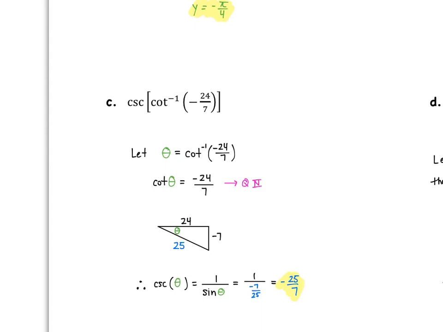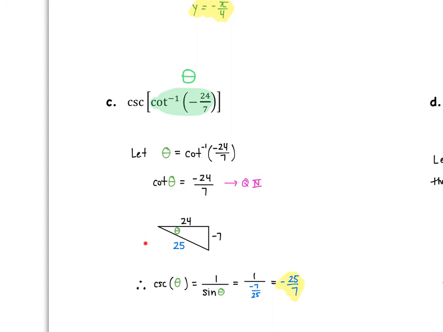All right, these next ones are just a little bit different. So we're going to look at the cosecant of the inverse cotangent of negative 24 over 7. First, let's focus on this inside portion. We're going to call that theta. So theta is going to be the inverse cotangent of negative 24 over 7. That means the cotangent of theta equals negative 24 over 7. Because it's negative, that means we're in quadrant 4.